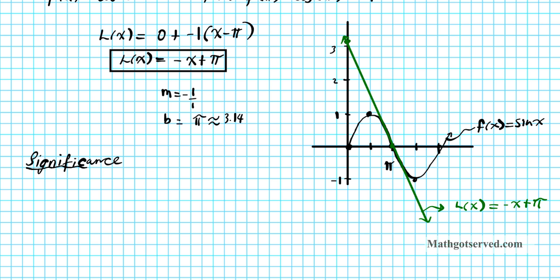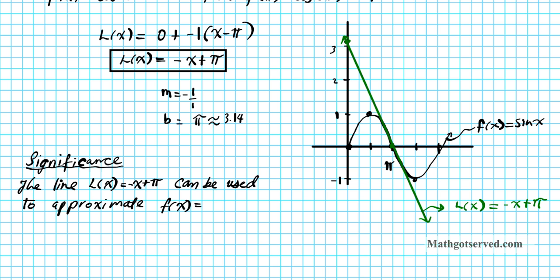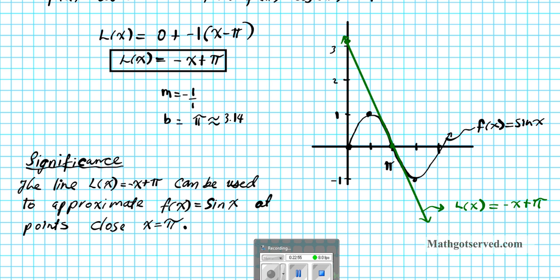All right, so the significance is as follows. The significance is that the line, or linearization L of x equals negative x plus pi, can be used to approximate the original function f of x equals sine x at points close to the specified x value, which is pi, at points close to x equals pi. Okay, so that's that.